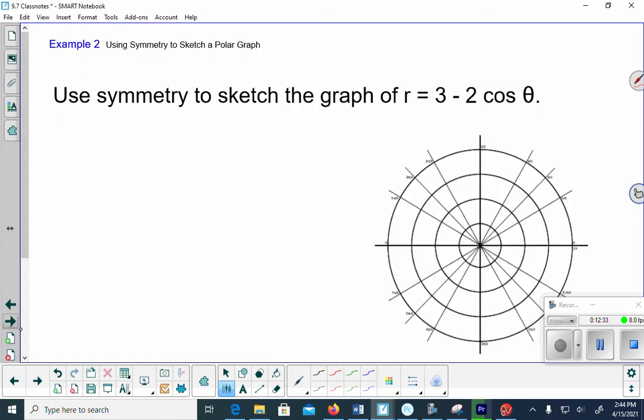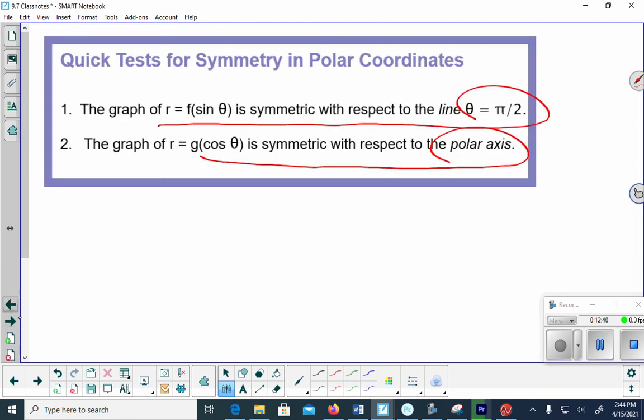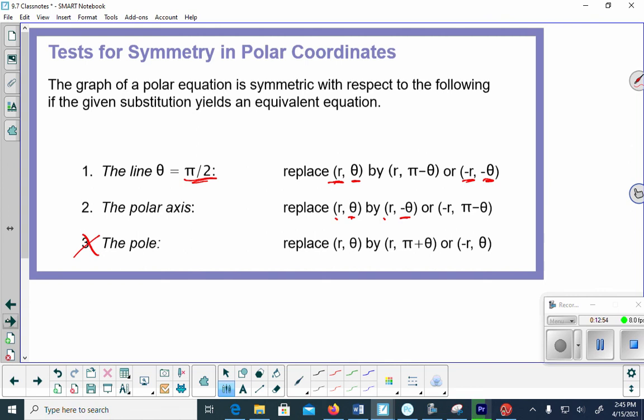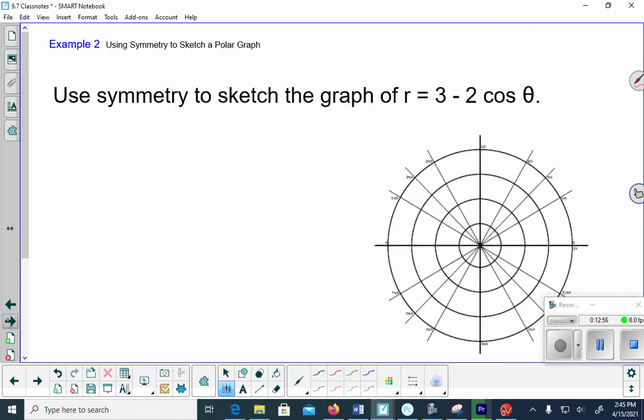So what does that mean, Mrs. Ward? Well, here I have this function, r is equal to 3 minus 2 cosine theta. I just said that cosine is reflective over the polar axis. And so if I go back here, that means I only need to do points from the first and the second quadrant, and then I can map them down to the fourth and third. So let's do this. I'm going to set up a chart. I'm going to do vertical because I like vertical better. Theta, r. I'm going to pick my main values that I know from my unit circle.